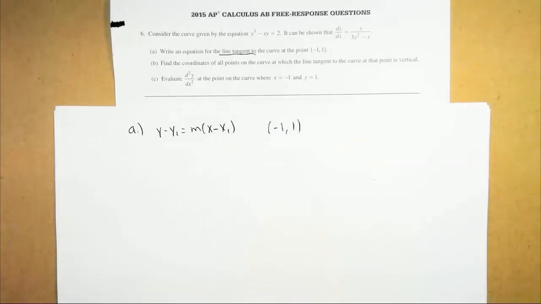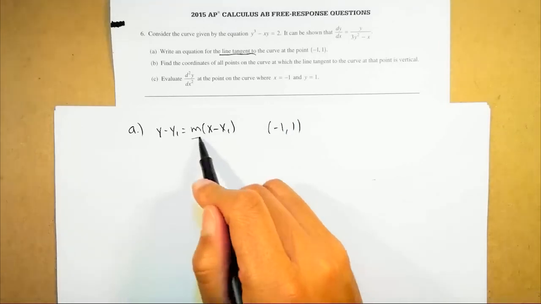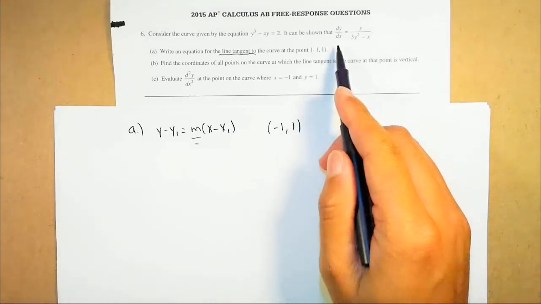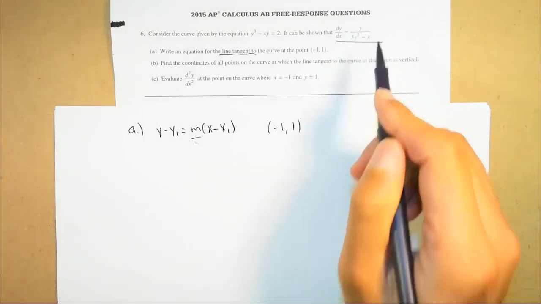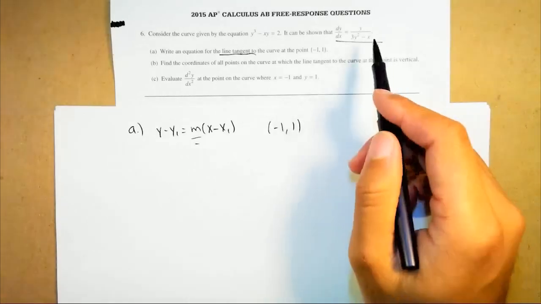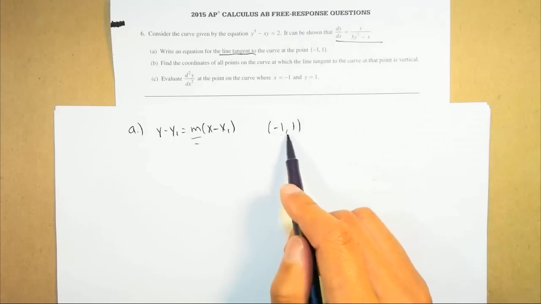The only thing that we're missing is a slope. We're missing m. Well, how do we find m? M is found by the derivative in calculus. Well, what's our derivative? It's given to us. Our derivative is dy over dx equals y over 3y squared minus x. So what you'll notice is there's an x and a y, and those are the two coordinates that I'm going to plug in.